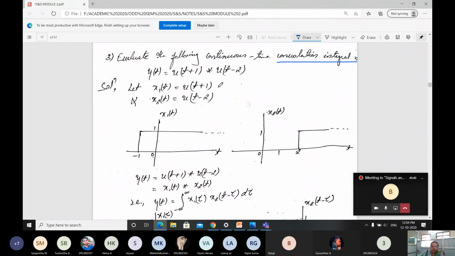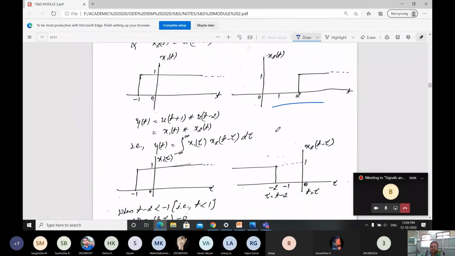First we will draw u of t plus 1. It is shifted by one position towards the left side, right? So it will start at minus 1 and till infinity it will be 1 only. For the x2 signal, the signal is shifted by 2 positions towards the right side. This is what you will be getting.